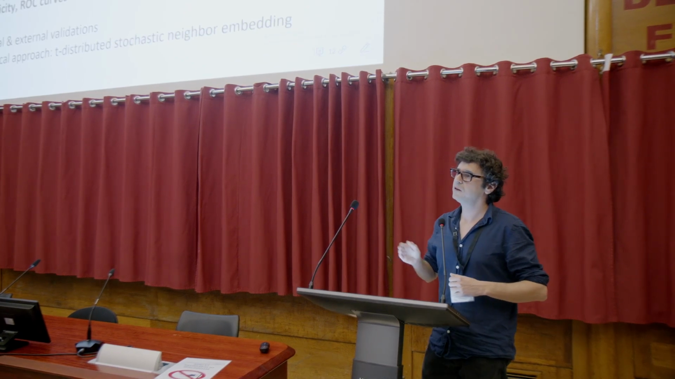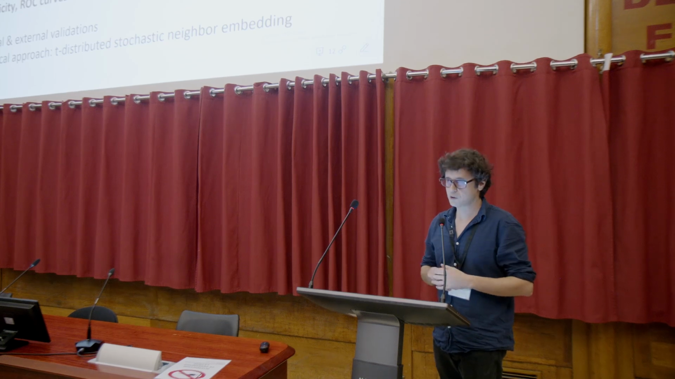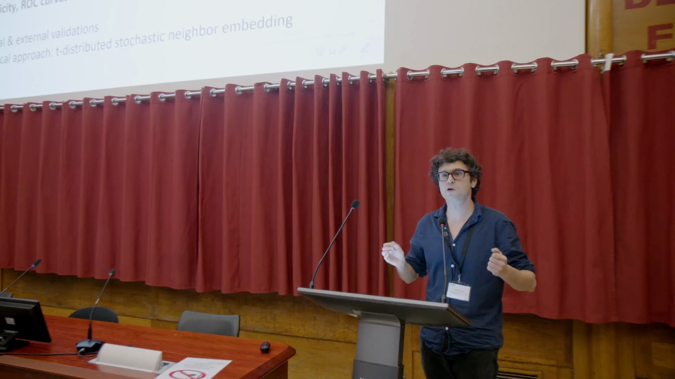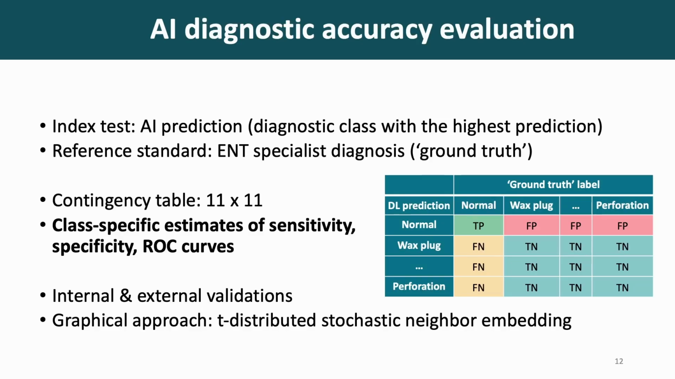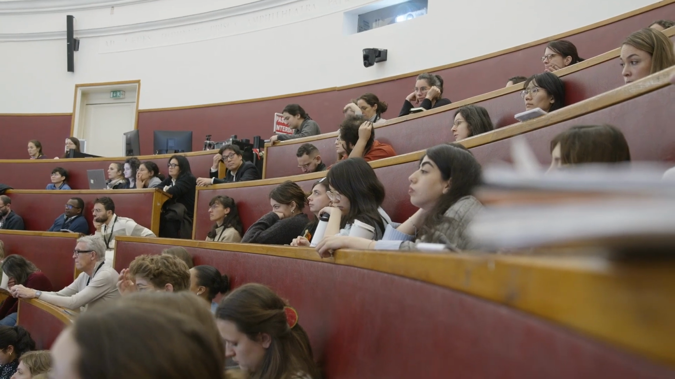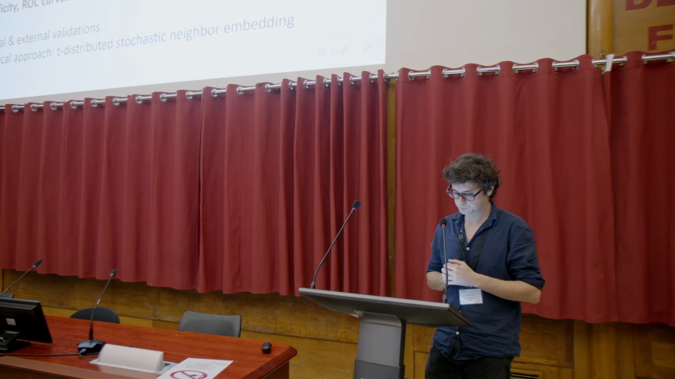So after alternating all these layers, you have predictions. So the model gives you a prediction between 0 and 1 for each of the classes. And in a diagnostic accuracy study, you can define an index test and a reference standard. So the index test is going to be the prediction made by the model. And here, what we did is that we took the diagnostic class with the highest prediction. The reference standard is the diagnosis made by the specialist, which is sometimes labeled as ground truth.